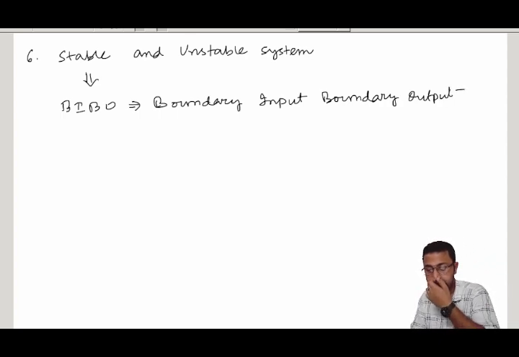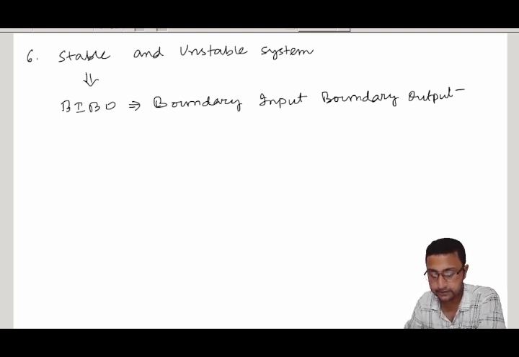Okay, this system is called a stable system. Otherwise, on the other hand, if the output diverges from the input signal, it is called an unstable system. Nothing else. Pretty simple concept. Okay.